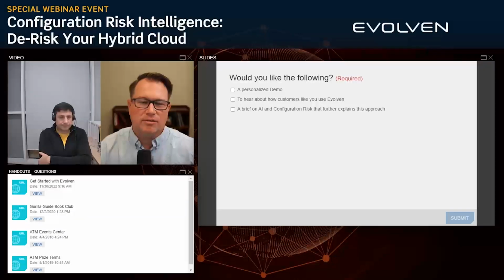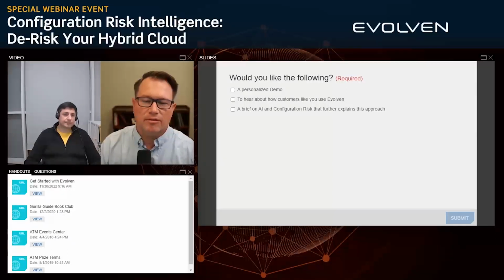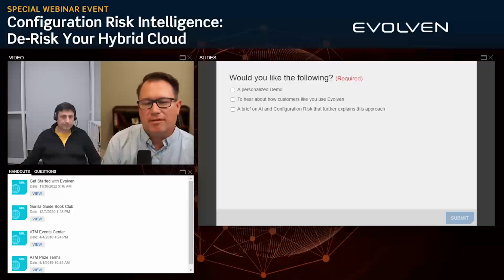So lots of questions have been coming in here during the event. I'm going to go ahead and start with this one that looks good. Sasha, they say we already have an asset management tool, ITSM tools, etc. How would Evolven fit into this existing tool set, and can it replace some or all of these existing tools?